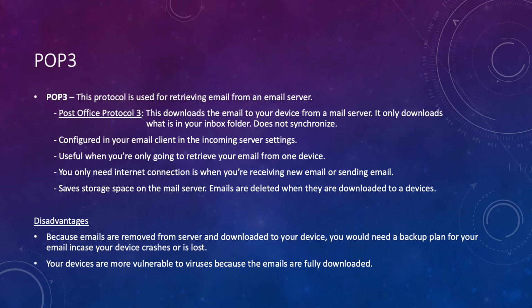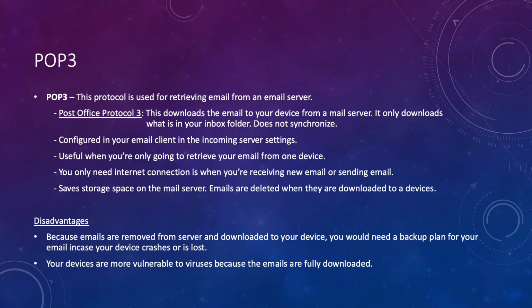So now we're going to talk a little bit about POP3. POP3, or Post Office Protocol 3, is a protocol that is used for retrieving email from an email server. So when you're using an email client such as Microsoft Outlook, you would configure Microsoft Outlook with POP3 to retrieve your email on a computer. And you can also use these protocols on any of your other devices, such as your smartphone or your tablet.